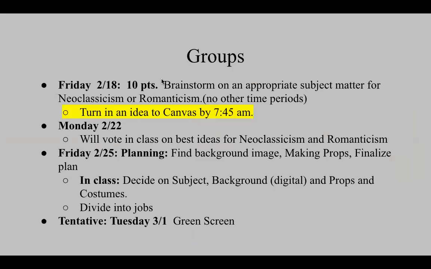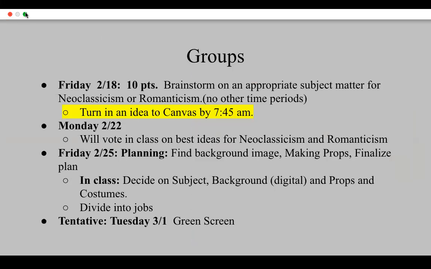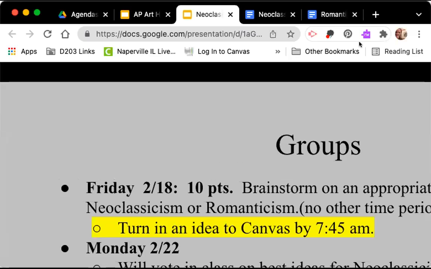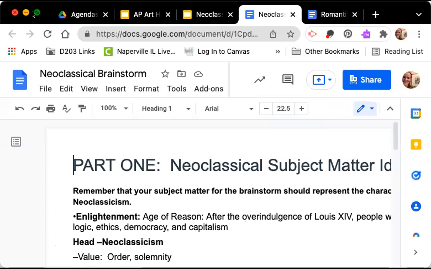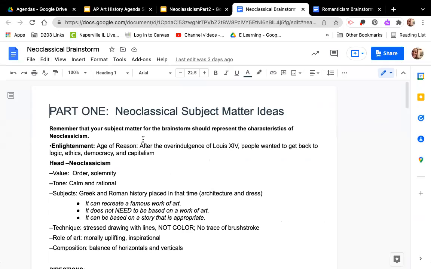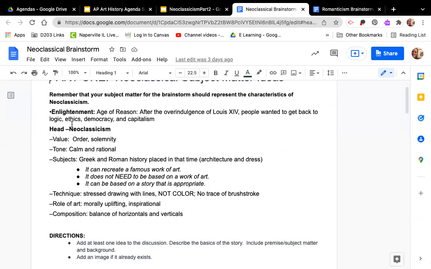So what I'm going to have you do is to complete a brainstorm for tomorrow. It's worth 10 points. So you want to make sure that you include your part in it. So let me quickly show you what that looks like. So I'm going to go to the neoclassical one. So I put down the parameters at the top. So make sure that you read these again.